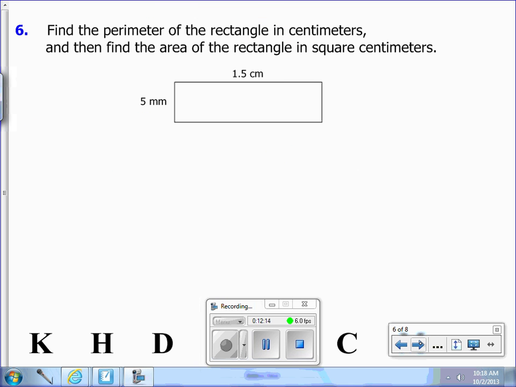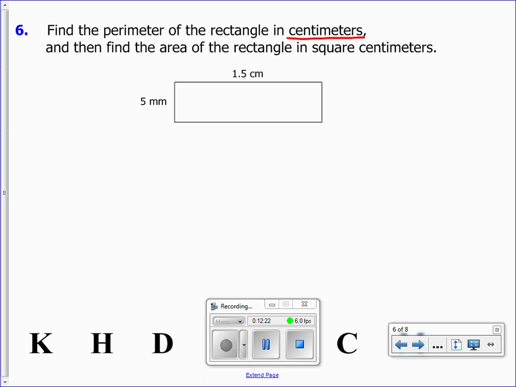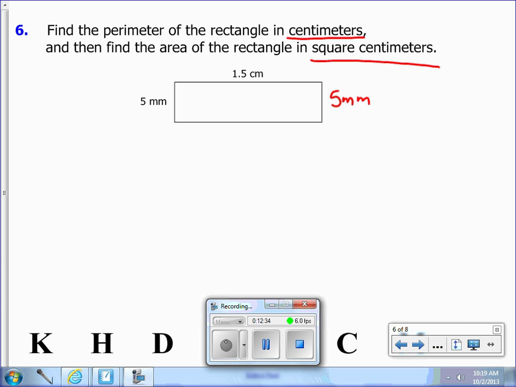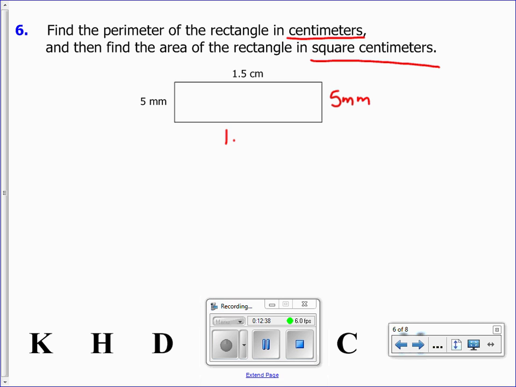Now in number 6, we're trying to find the perimeter of the rectangle in centimeters. Then find the area in square centimeters. So if I know that this side is 5 millimeters, what is this side going to be, class? 5 millimeters. If this side is 1 5/10 centimeters, what side is this going to be? 1 5/10 centimeters. So you'll put that in your notes. But they're wanting the measurements to be in centimeters. So I'm going to need to change the 5 millimeters to centimeters. What is this going to change to in centimeters?